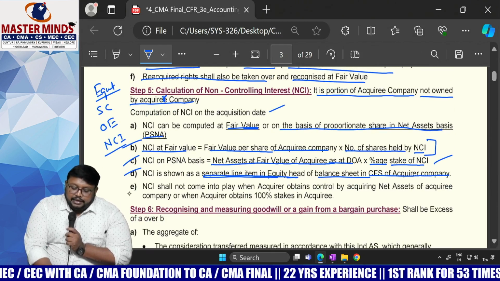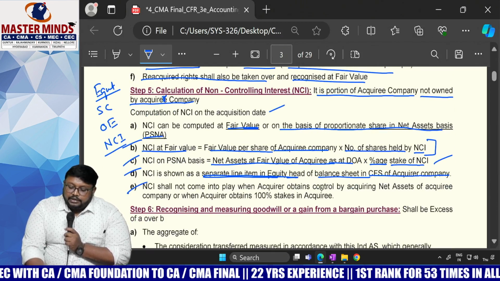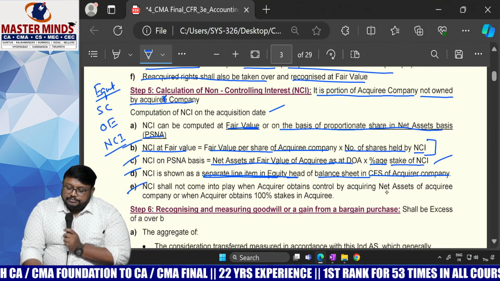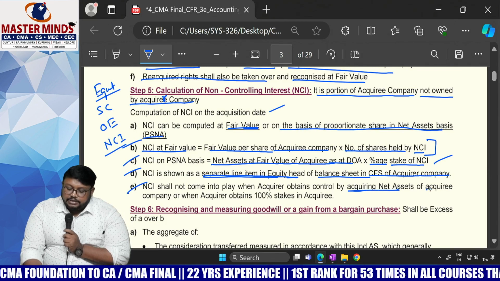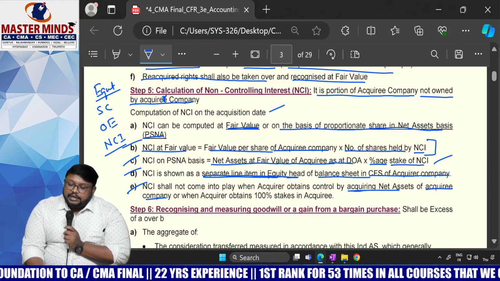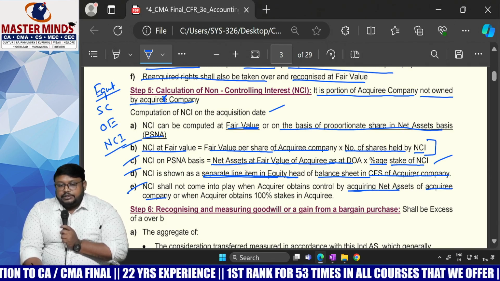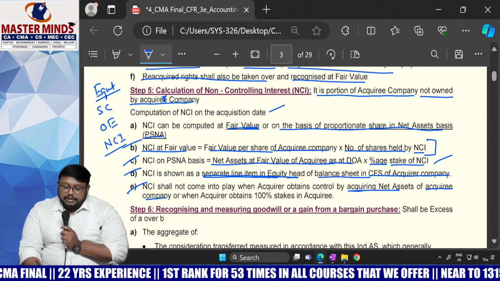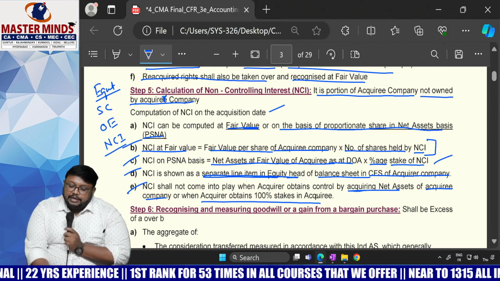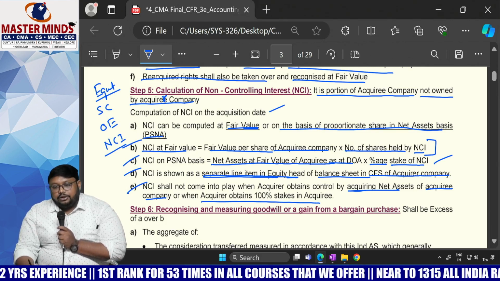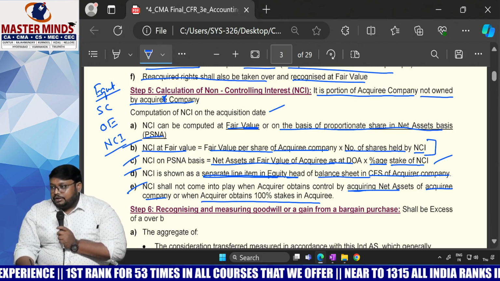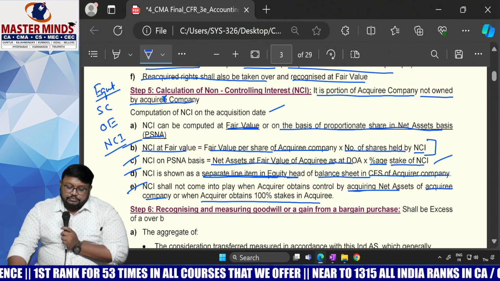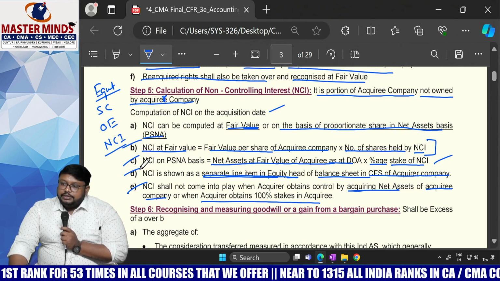NCI shall not come into play when the acquirer obtains control over the net assets of the acquiree company. If the entire net assets are purchased by the acquirer, 100% of net assets, there is no question of non-controlling interest. Or if the acquirer obtains 100% of the stake of the acquiree company, then also there is no question of non-controlling interest. Any doubt in that?